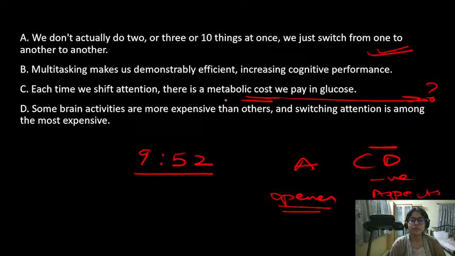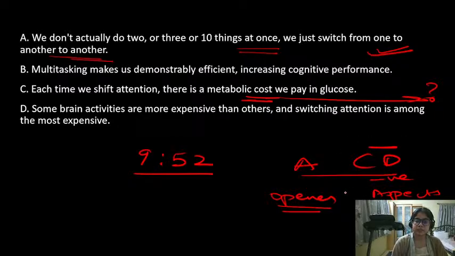देखो, each time we shift attention, there's a metabolic cost we pay in glucose. What is their metabolic cost? Some brain activities are more expensive than others, and switching attention is among the most expensive. So all actually even A is talking about the same. We're not actually doing 10 or 3 things at once. We just keep switching from one to another. So all the sentences A, C, and D are discussing the negative aspects of multitasking. कि मल्टीटास्किंग में आप सारी चीजें ढंग से नहीं कर रहे हो, आप सिर्फ एक से एक स्विच कर रहे हो, and you are paying a price for it.